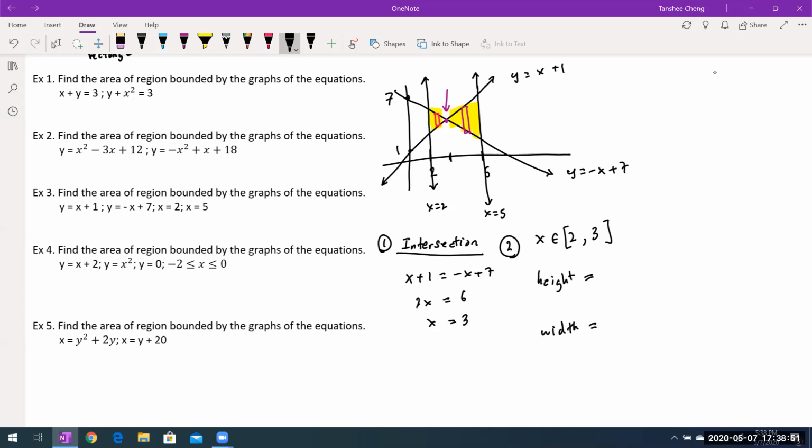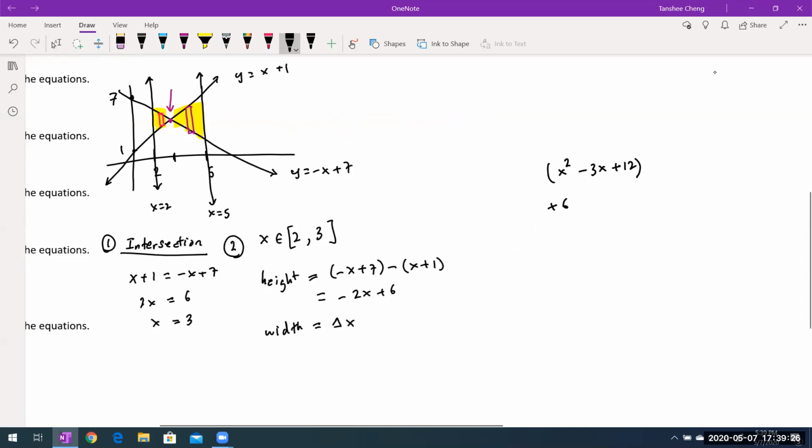The width is easy because we already decided it will be a vertical rectangle, so the width is delta x. For this case, my height will be the top function, which in this case is what? The negative slope of the line minus the bottom function, the positive slope of the line. So when we simplify this, that will be negative 2x plus 6. So we got the height and the width for this first rectangle.